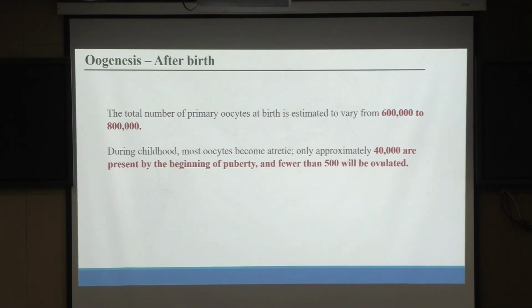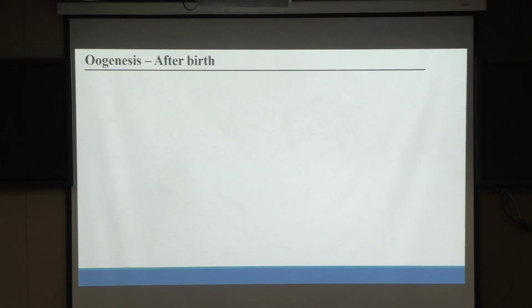So oogenesis starts before birth, with around 7 million cells. Then at puberty it has become around 40,000. Out of these 40,000, only 500 will ovulate. Okay.